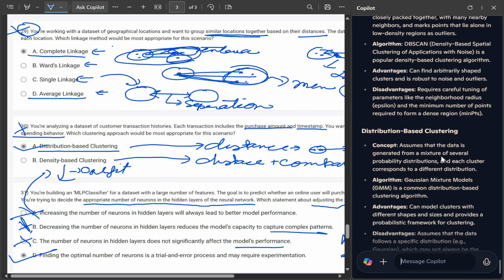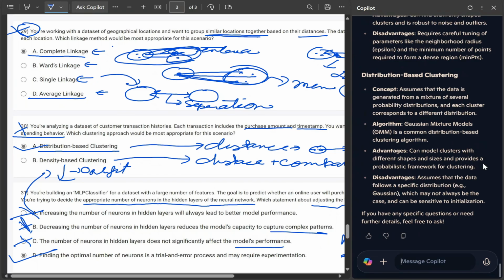On the other hand, the simpler approach is distribution based. It assumes the data is generated from a mixture of several probability distributions, and each cluster corresponds to a different distribution. So as I explained here, right, these two clusters, same thing. Okay. Gaussian mixture model, that is GMM, is a common distribution based clustering algorithm. It can model clusters of different shapes and sizes and provides a probabilistic framework for clustering. It assumes that data follows a specific distribution. This is one of the disadvantages of distribution based. It always assumes that your data has some type of distribution, mostly Gaussian, which is the most standard one in statistics, but that's the base idea here. Okay. I hope that you understood. The point of doing this is so that you learn more things about that. I hope that you will explore more, but this is the base idea.